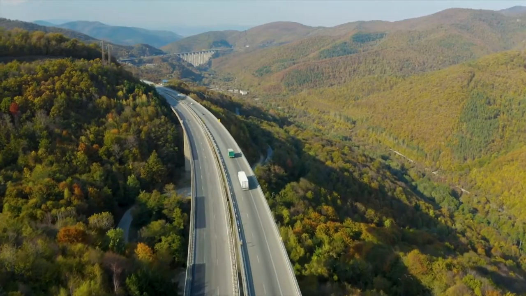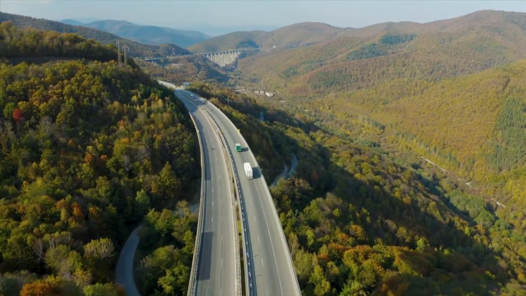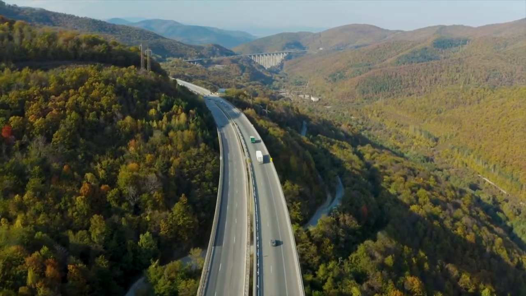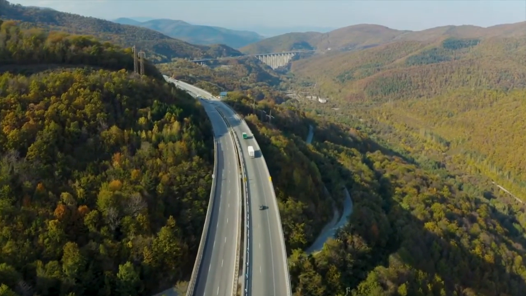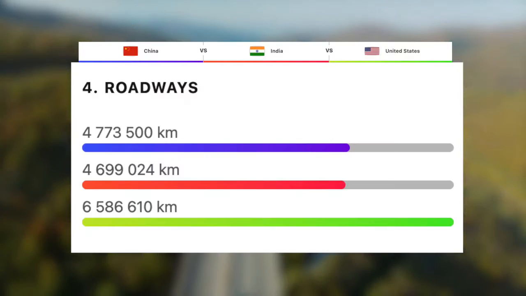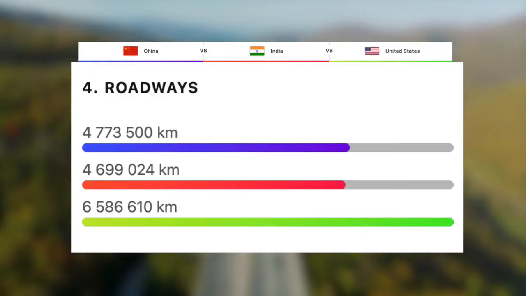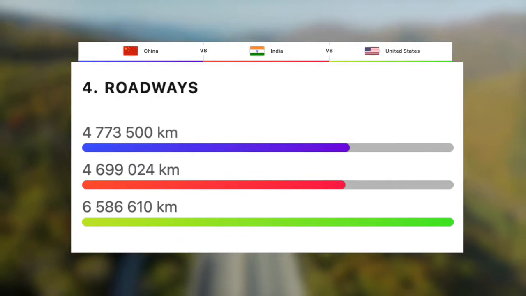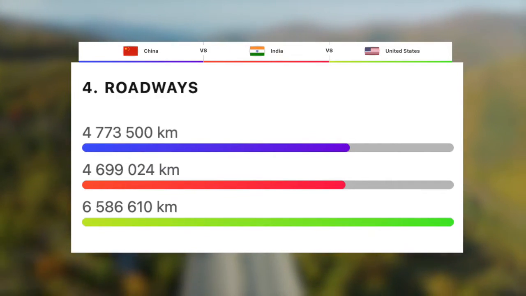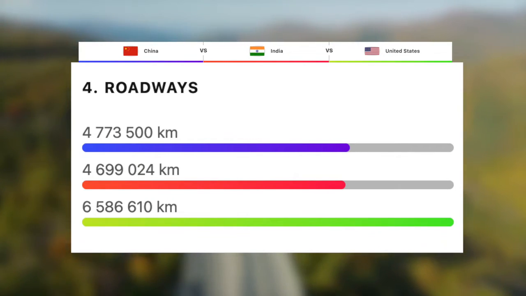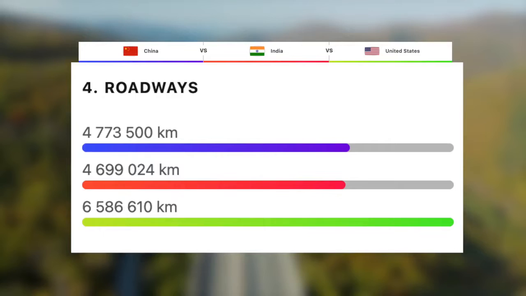Now let's take a look at the infrastructure for these three countries. In my mind, there is one clear winner here, so let's have a look. First, we'll start with roadways, which is the total length of the country's paved and unpaved roads. With nearly 6.6 million kilometers squared, the US not only wins against China and India, but against all other countries too. Next is China with 4.8 million, and then just behind we have India with 4.7 million kilometers squared, so that was a close one.